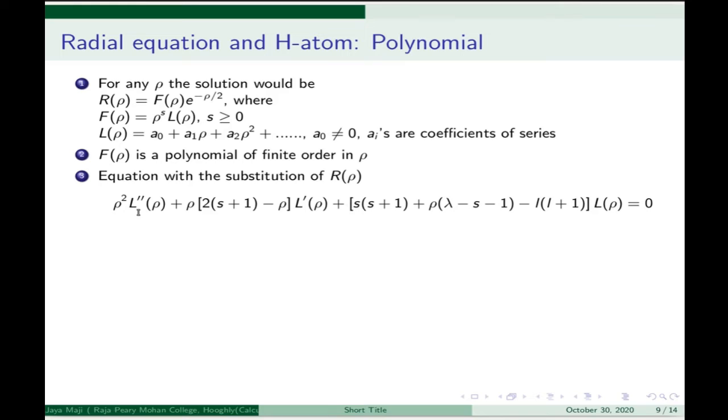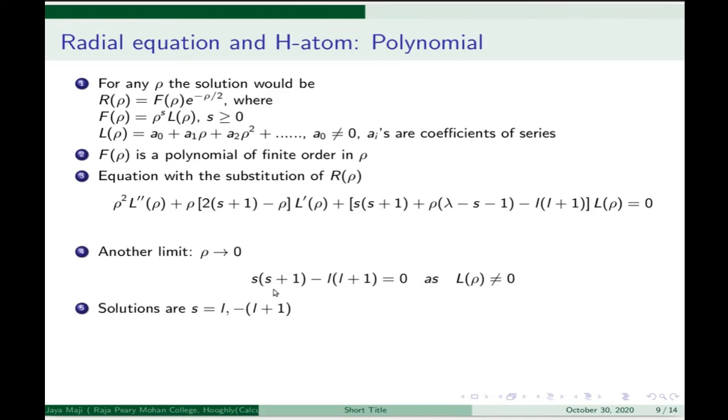And now we can check the behavior of R in the other limit too, which is rho tends to 0, and the equation turns out to be this, which is s into s plus 1 minus L into L plus 1 equals 0. Now if we solve this equation in the limit rho tends to 0, we are going to get these two solutions, which are L and minus L plus 1. So now we are convinced of choosing the special form of the constant term, which was L into L plus 1.